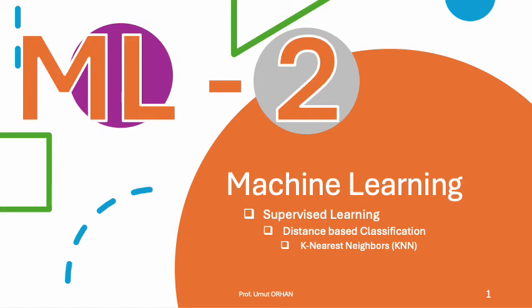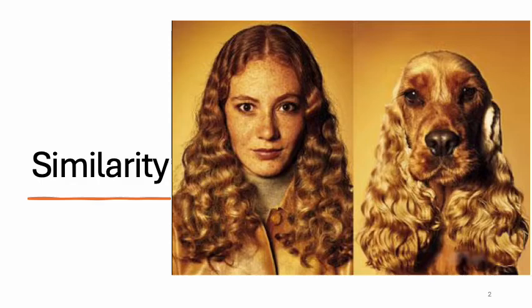Hi everyone. In this lesson, we'll learn a classification method using distance-based similarity, called KNN. The first term we will talk about is similarity. Similarity is the presence of common features or appearances between two or more objects, persons, or concepts.